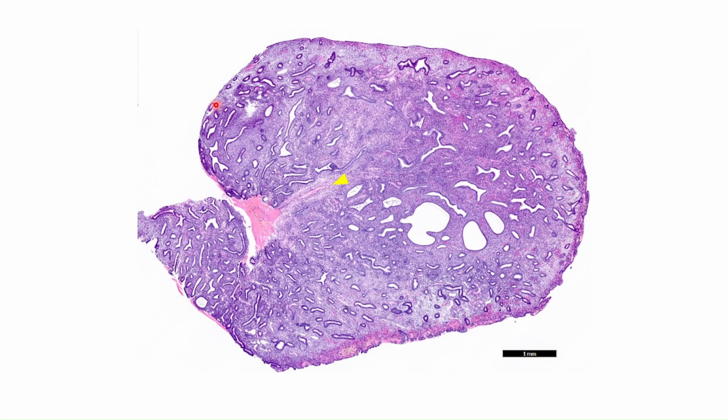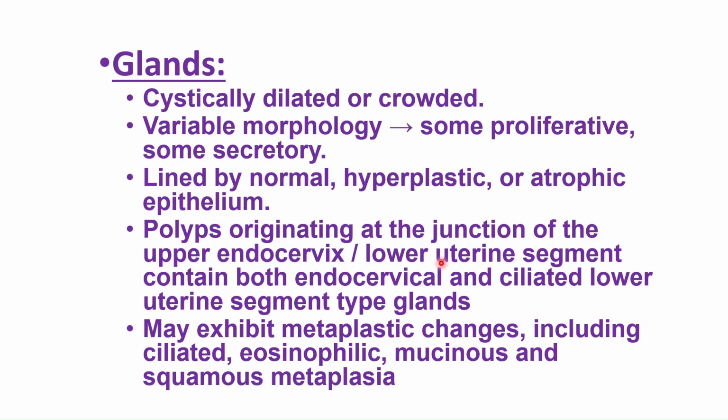So here we can see a scanner view of a whole polyp, which is having outer surface epithelium on these three sides of this polypoidal growth. And this yellow arrow shows fibrovascular core. The polyp contains irregular shape and varying size and cystically dilated glands in background of fibrotic stroma. So this is a characteristic of polyp microscopically.